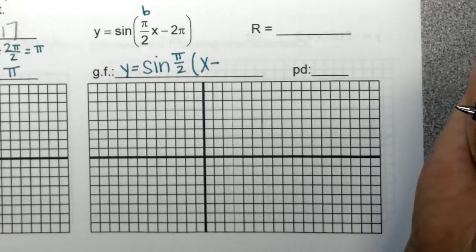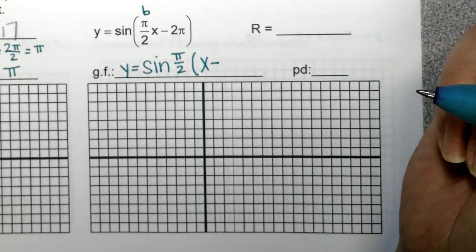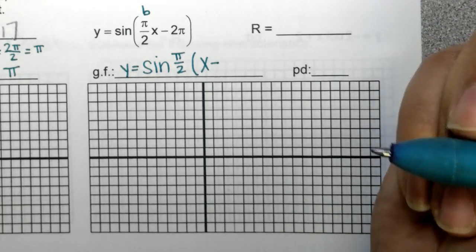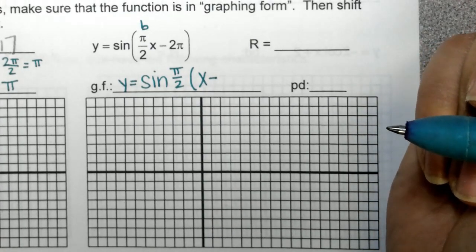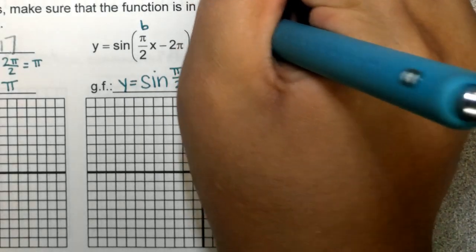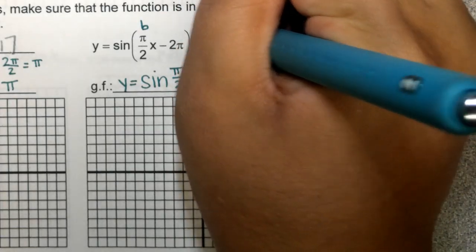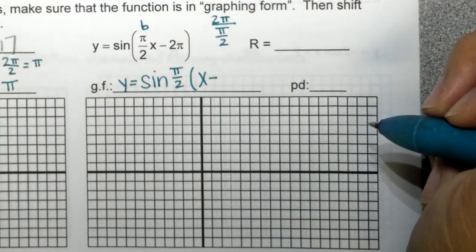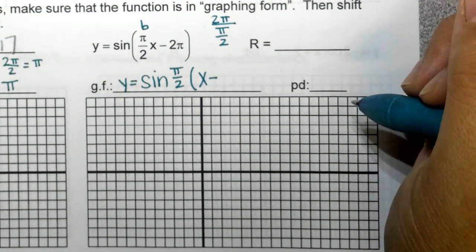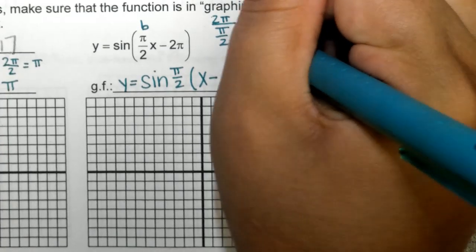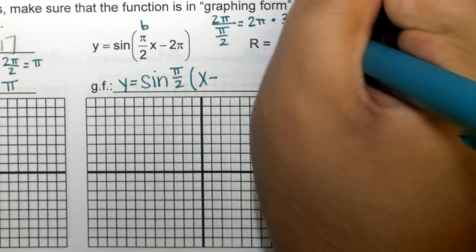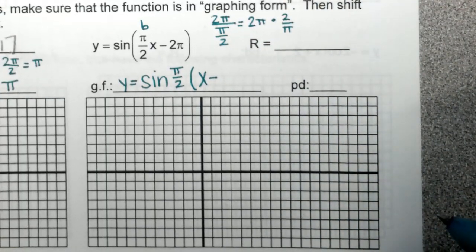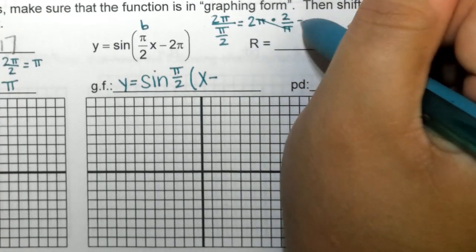Be careful. Wait, what am I going to do? What do I do to figure out this? Shouldn't it be 4? Oh, yeah. I'm going to do 2 pi divided by pi over 2. Keep, change, flip. Keep the top 2 pi, change it to multiplication, flip the bottom. What does that give me? 4.